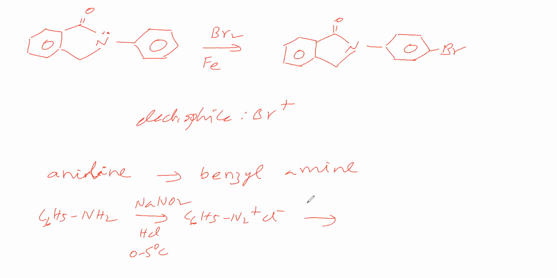Then it is treated with cuprous cyanide. With cuprous cyanide, the diazonium group is converted into the CN group. Then we will take this for reduction. The reducing agent is lithium aluminum hydride. Cyanide is converting into CH2NH2. The CN group is converting into CH2NH2. It is called a reduction. So we got benzylamine.